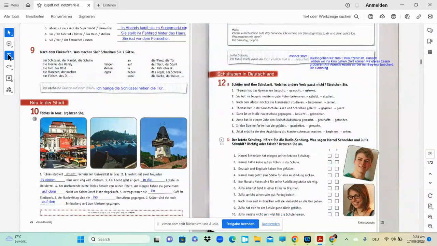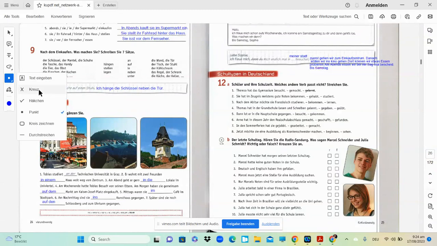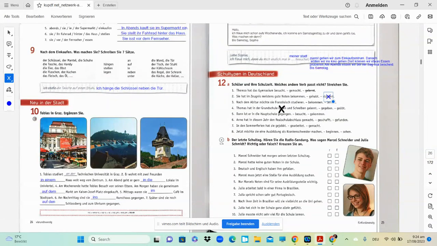No, I don't think this will work. No. Okay, so I will just try painting this like this. Or yeah, we have this Kreuz and Zian as well. So I'm just going to cross this one better.